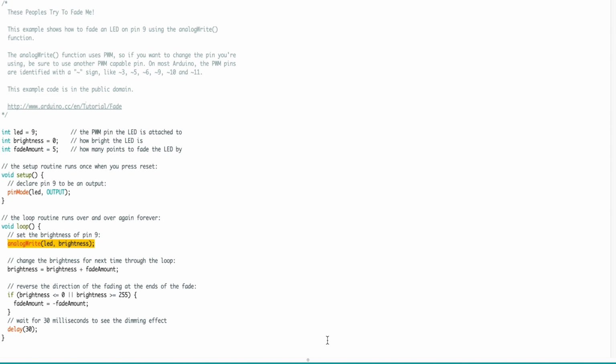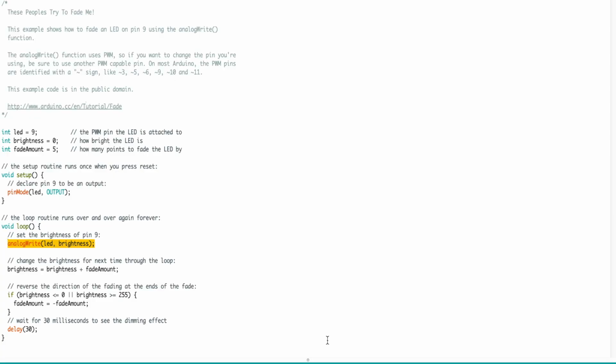The analogWrite command writes an analog value, a pulse width modulation wave, to a pin. It can be used to light an LED at a varying brightness or to drive a motor at various speeds, like if we want to play around with a servo or something like that. After a call to analogWrite, the pin will generate a steady square wave of the specified duty cycle until the next call to analogWrite, or a call to digitalRead or digitalWrite on the same pin.